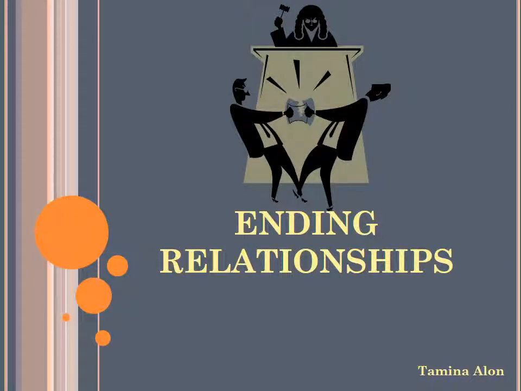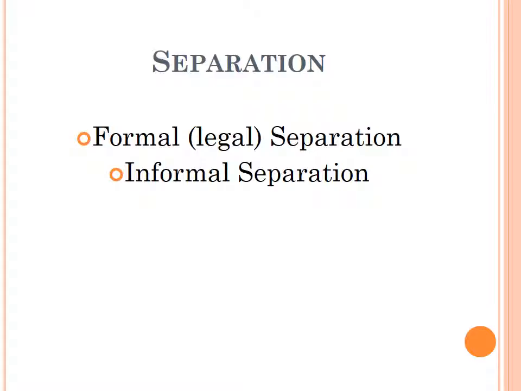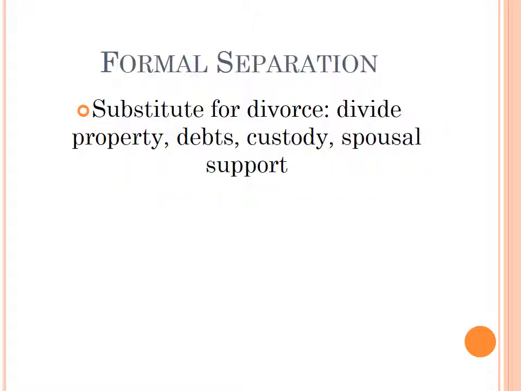Ending relationships. In this section, we'll discuss separation, annulment, and dissolution as possibilities toward ending a relationship in California. Separation can be done in two ways, either formal legal separation or informal separation.